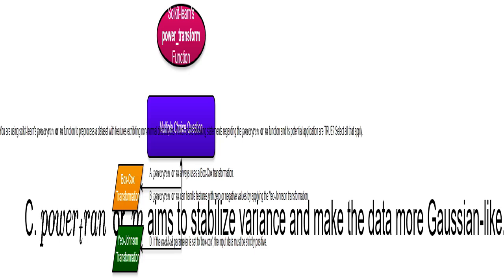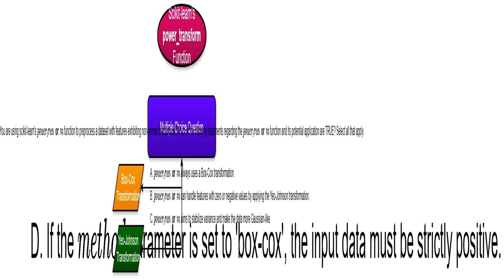The main goal of _power_transform is twofold. It aims to make the variance of the data more stable and to make the data distribution closer to a normal, Gaussian, distribution. This is important for many statistical analyses. This is a crucial point.